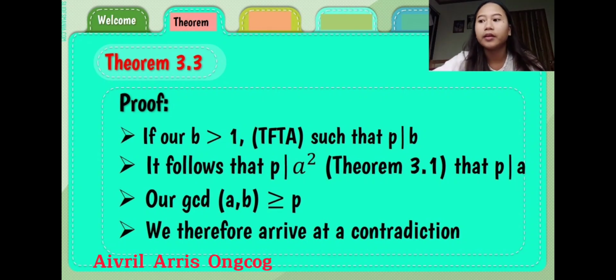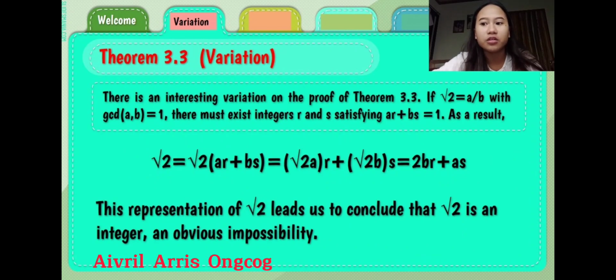But here's another way. There is an interesting variation of the proof of Theorem 3.3. Another possible way is to let the square root of 2 be a rational number. We can find two integers a and b, where b is not equal to 0, such that the square root of 2 equals a over b with GCD of a and b equals 1.